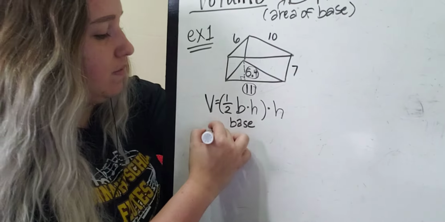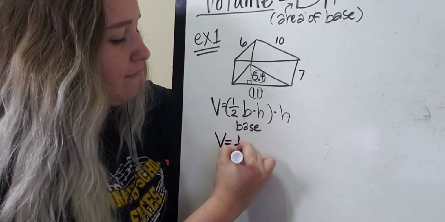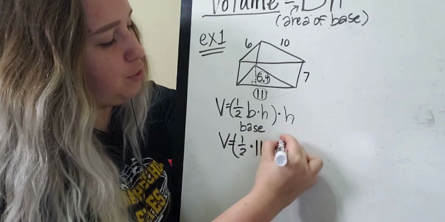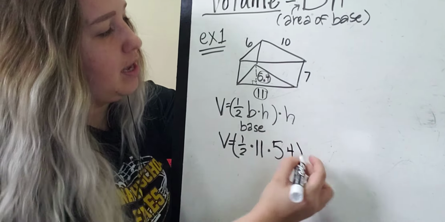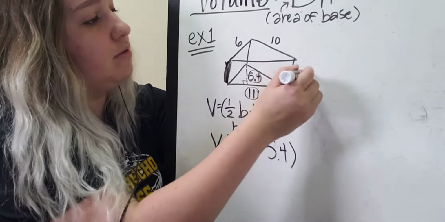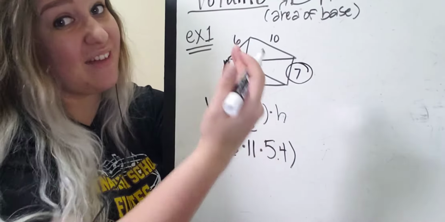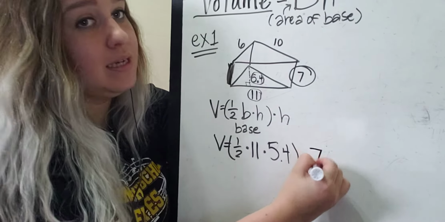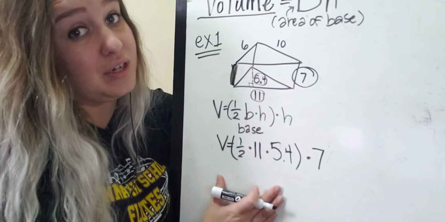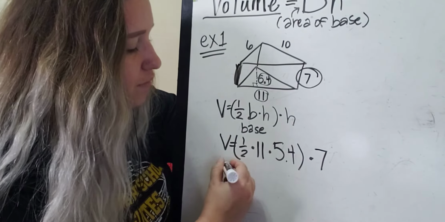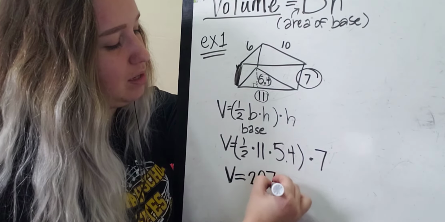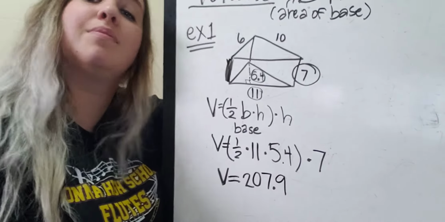We're going to say volume equals 1/2 times 11 times 5.4, and then we need to figure out how tall our prism is. Well, here's your third number. It's 7 tall. So times 7. When you put this in your calculator, you're going to choose the best answer because they're going to be rounded for you. So volume equals 207.9.